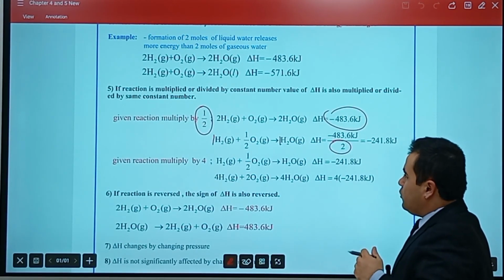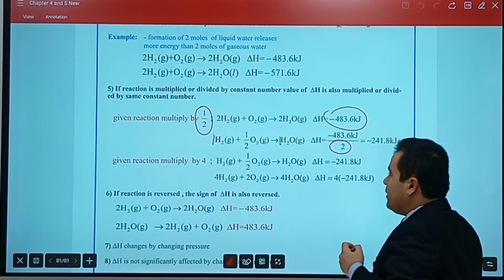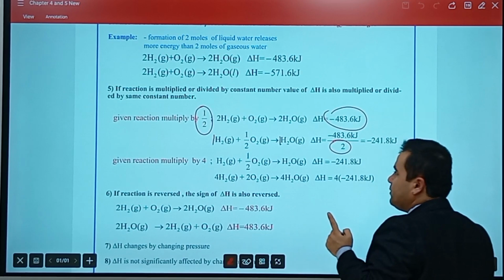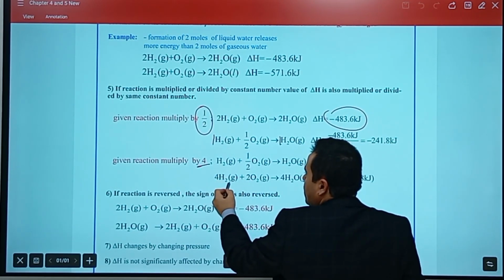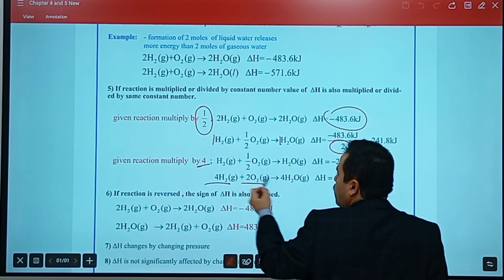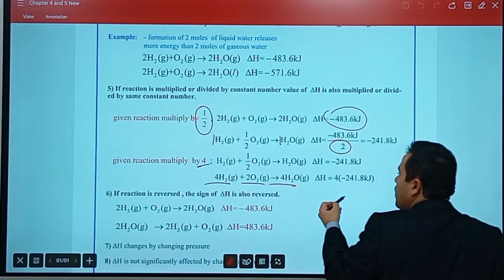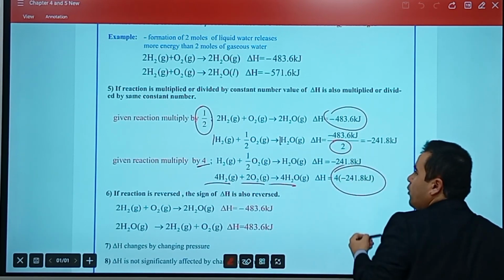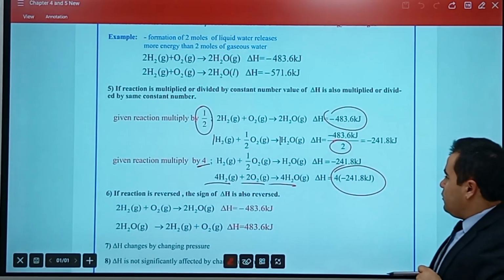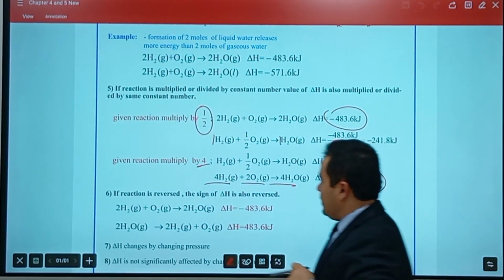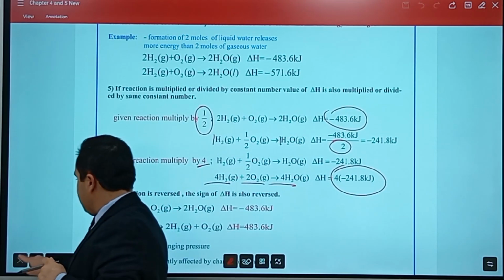So we have to know that when we multiply the equation, do not forget to multiply the enthalpy always. Multiply the reaction by 4, so you'll get 4 hydrogen, 2 oxygen, 4 H2O, and then 4 multiplied by the above enthalpy. Keep in mind that you must not forget to multiply the enthalpy amount by the same factor.